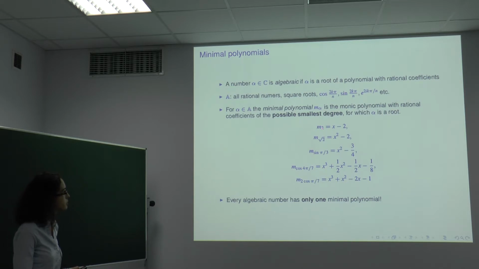To make the notion of the minimal polynomial more clear, I presented some examples. The minimal polynomial of the number 2 is simply x minus 2. The minimal polynomial of the square root of 2 is of this form. These minimal polynomials are non-trivial and were computed in Sage.